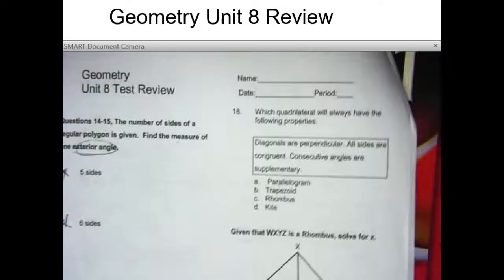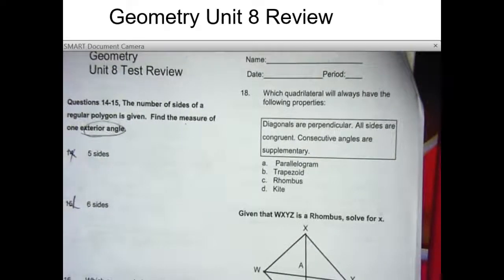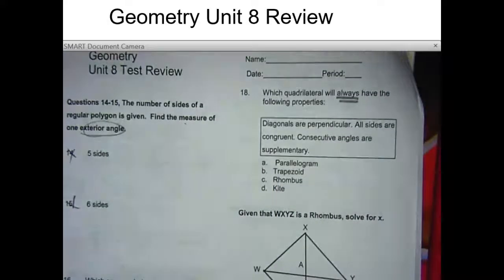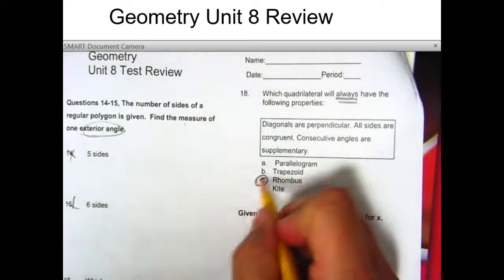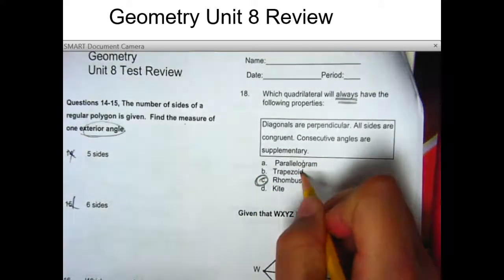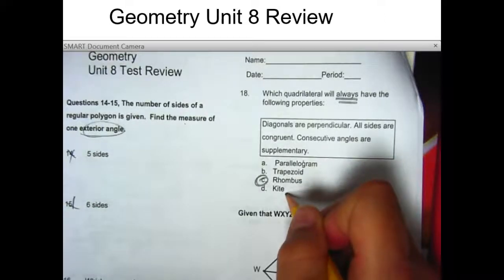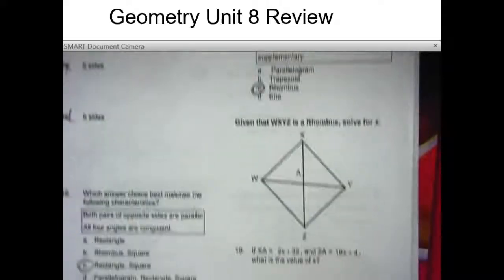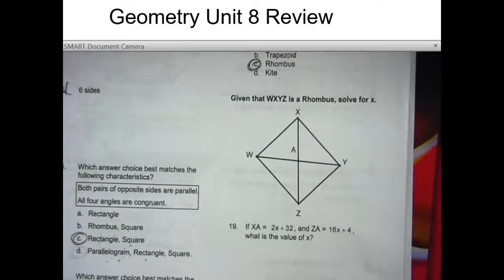Okay. Number 18, which quadrilateral will always have the following properties? Diagonals are perpendicular, all sides are congruent, consecutive angles are supplementary. So the only one that always does those things is going to be the rhombus. The parallelogram sometimes does, the trapezoid sometimes does, and the kite maybe sometimes does, but the rhombus will. Okay, let's go ahead and look at number 19 and 20.